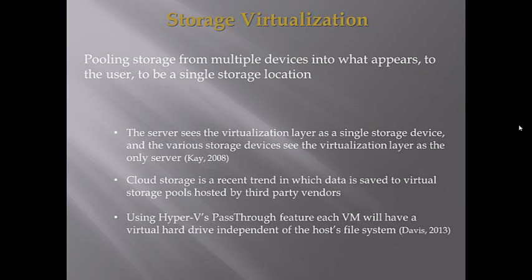Storage virtualization involves pooling storage space from multiple devices into what appears to the user to be a single storage location. The server sees the virtual layer as a single storage device, and the various storage devices see the virtual layer as the only server. One example of virtual storage that's becoming increasingly popular is cloud storage, which is essentially virtual storage pools hosted by third-party vendors. Using the Hyper-V pass-through feature, each individual machine will have at least one virtual hard drive independent of the host file system.